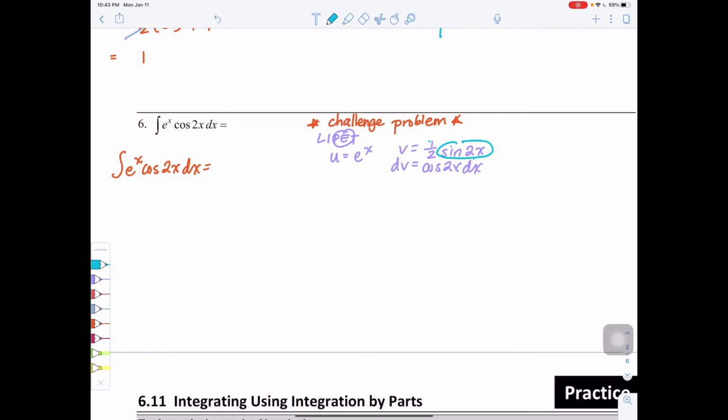So that 1/2 will cancel the 2 in the denominator out, and we will get the cosine of 2x. So that probably needs to be practiced a little bit. And then du is e to the x dx. So now we're going to go ahead. I probably should have written that a little further to the right, but that's okay. I'll write it down here.